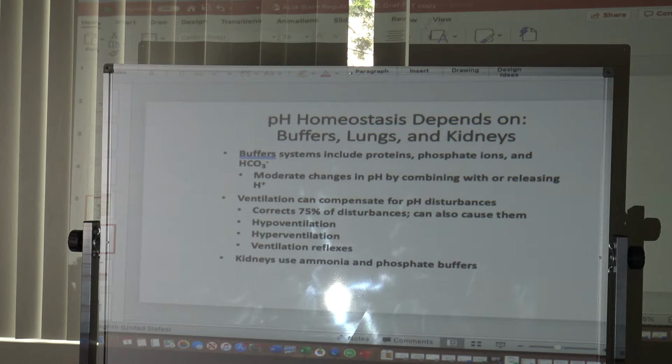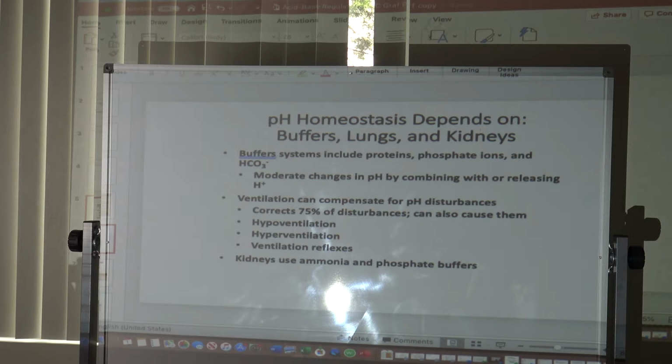Moving on, pH homeostasis depends on buffers. So we're going to bring in bicarbonate, which we know is in the blood. In addition to that, we have phosphate ions. Moderate changes in pH can be compensated for easily with the lungs. We're going to bring in the renal system, as I mentioned, but mostly during times when things are more exaggerated in the body.